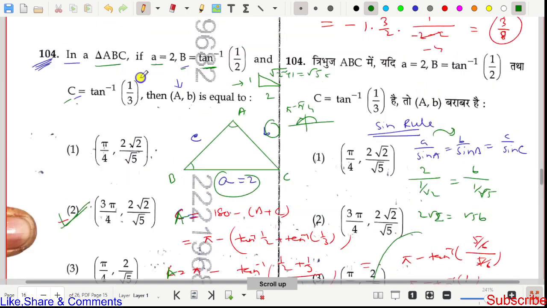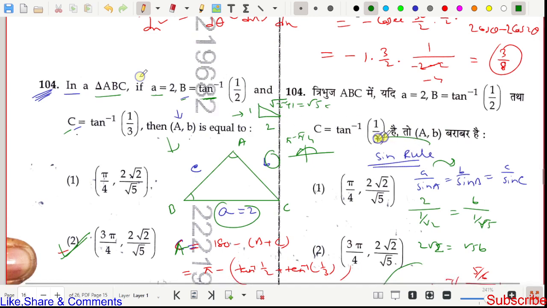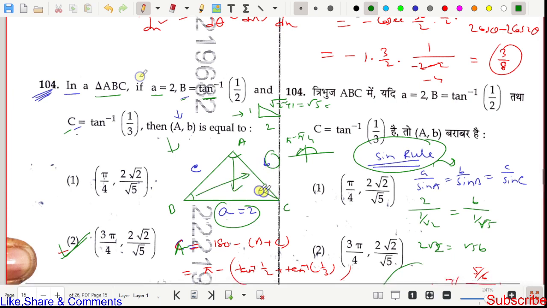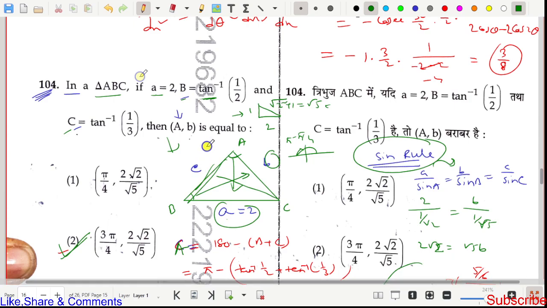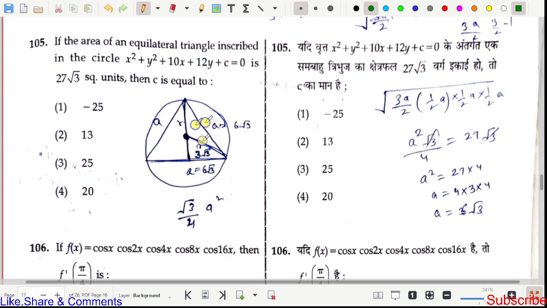Clear? So here one concept we applied, that is the sum of all angles of a triangle is 180 degrees. And another rule, the sine rule, we applied: A by sine A equals B by sine B equals C by sine C. You have to know that the side in front of angle A will be the A length, the side in front of angle B will be the B length, and in front of angle C that side will be the C length. Clear? You should know this notation, otherwise you cannot solve this problem.